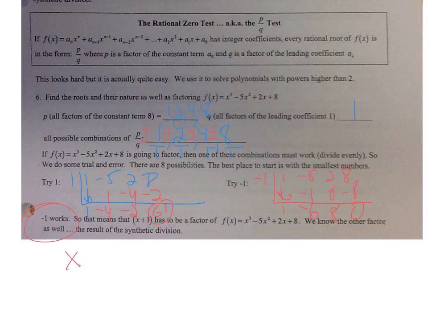Well, I can write it out this way. I can write x plus 1, because I changed the sign, remember. And the quotient is x squared minus 6x plus 8.